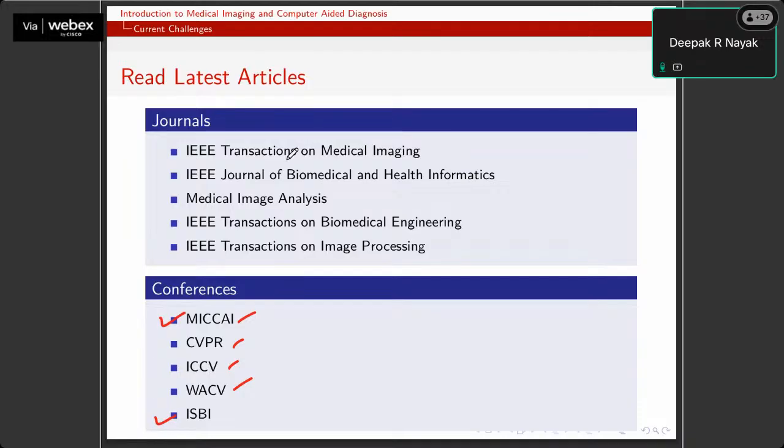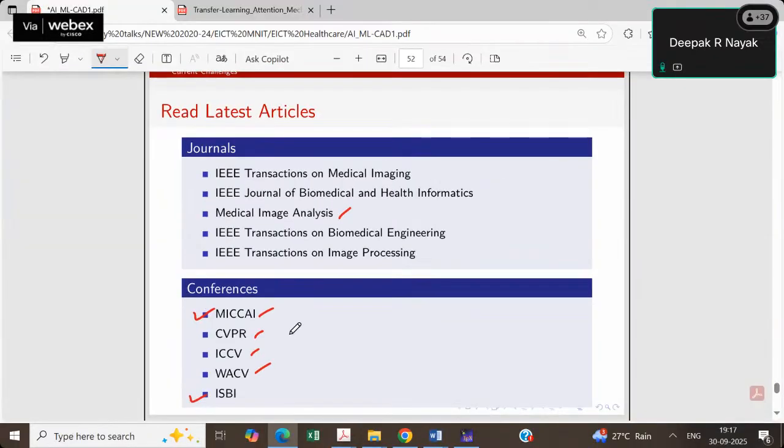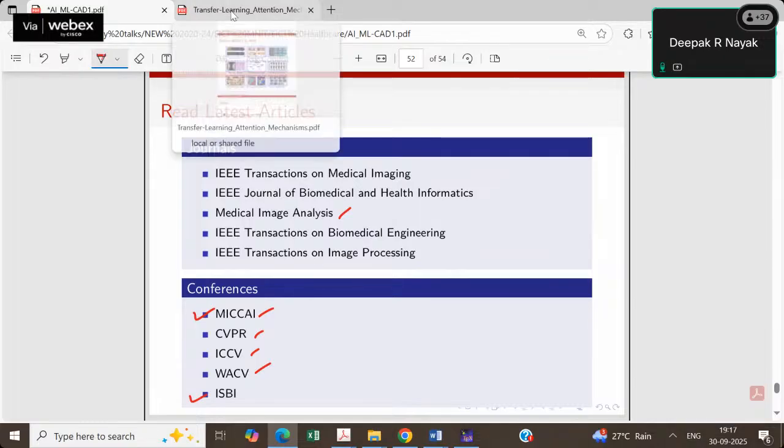And if you want to go through the journals, here are some of the journals. IEEE Transactions on Medical Imaging, Medical Image Analysis is there. There's JBHI, biomedical engineering, image processing, and so many others also. But you'll get mostly high quality papers from these journals and conferences. These are some of the suggestions. If you want, you can go through these conferences and journals, and you will get to know more about the advancement in the field of medical imaging.